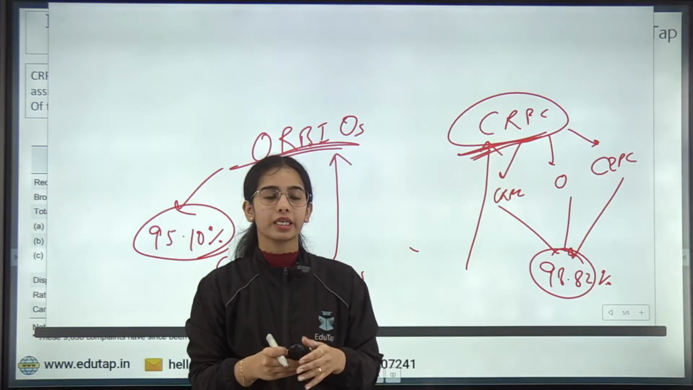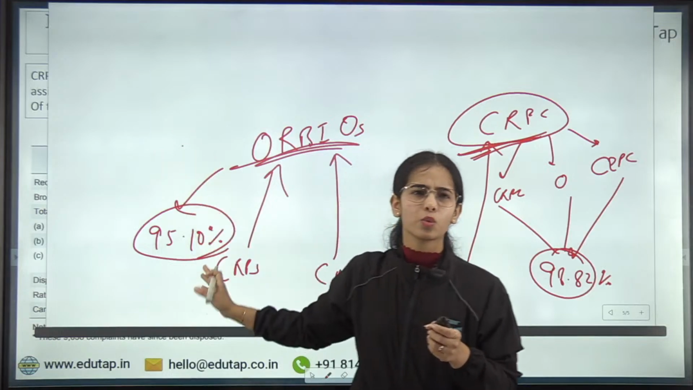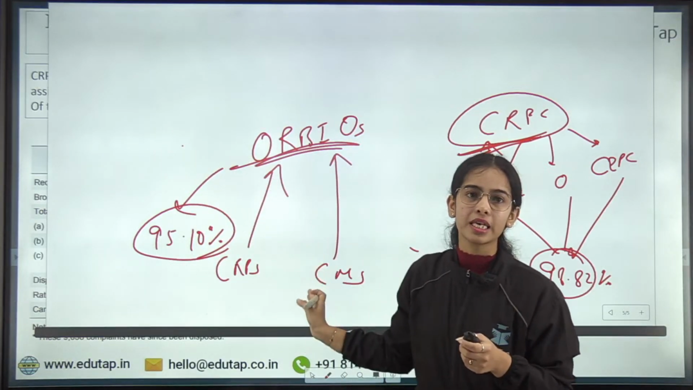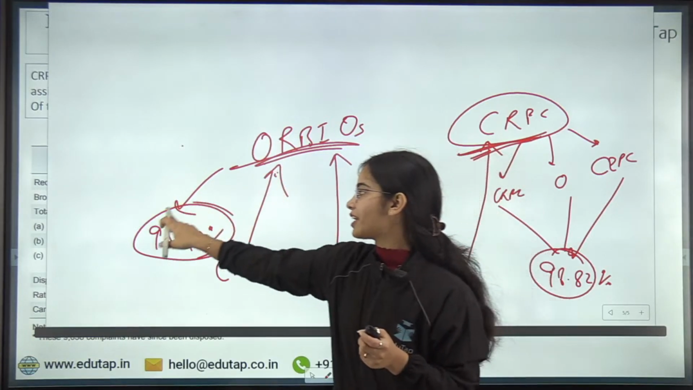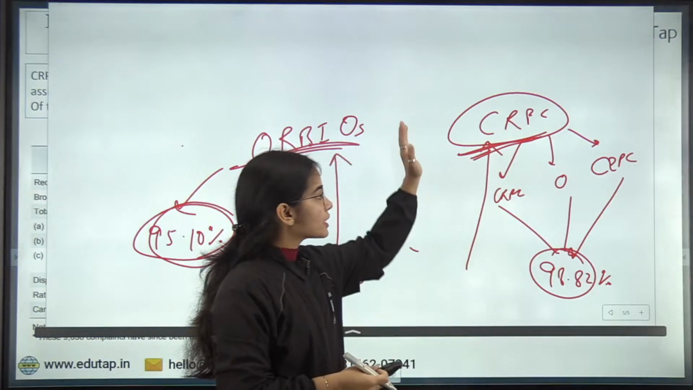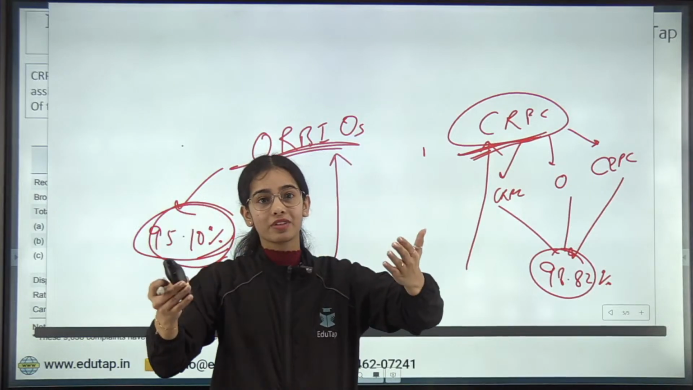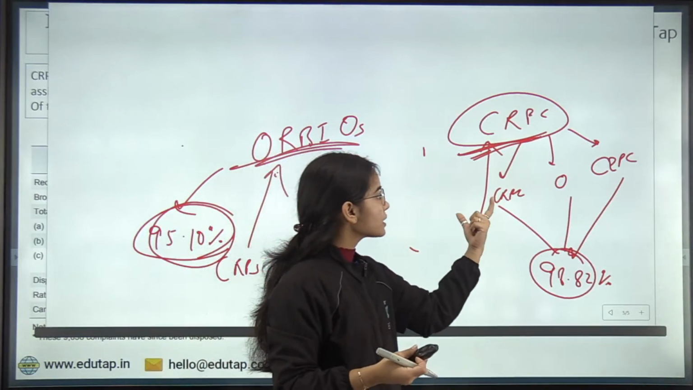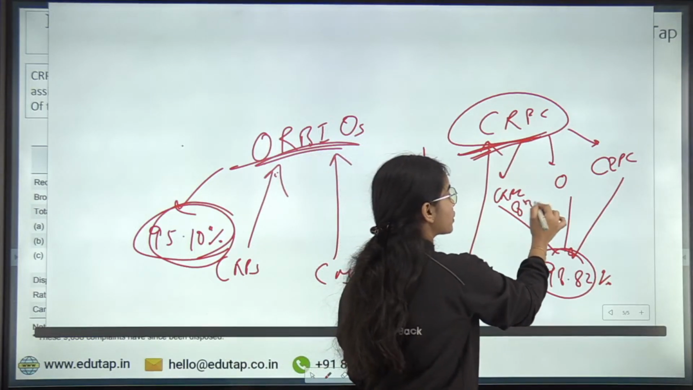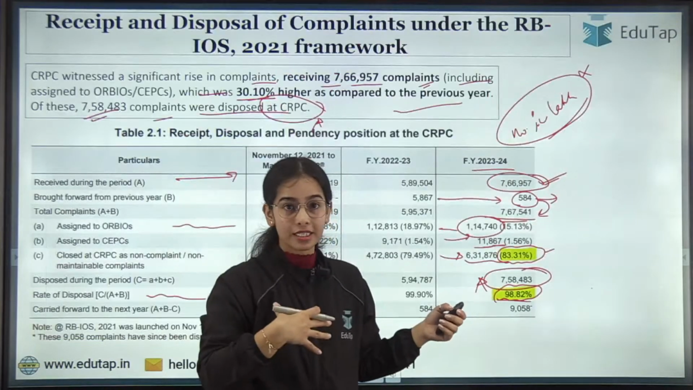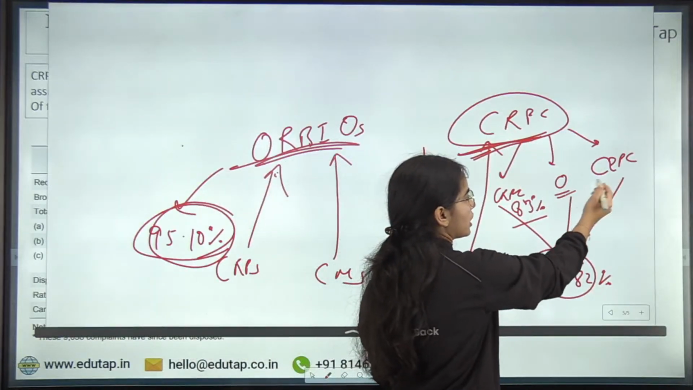The offices of the Reserve Bank of India Ombudsman received over 1 lakh complaints from the CRPC, and the CEPC also sent complaints to the offices. The disposal rate was 95%. The CRPC received a huge number of complaints, more than 7,60,000, and nearly 83% of the complaints were handled by the CRPC itself, and the rest were sent to the offices and the CEPC.